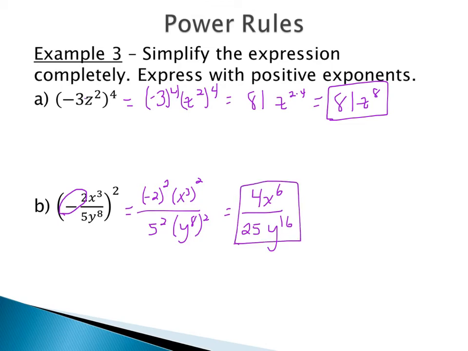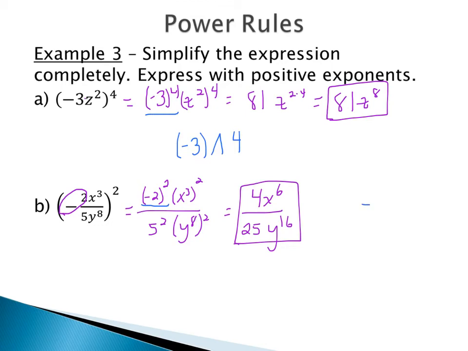A few comments about using your calculator, since it came up in both of these problems with the negative 3 to the fourth and the negative 2 squared. When you're typing this into your calculator, do make sure that you're using parentheses. So if you wanted to do negative 3 to the fourth, you would put in parentheses negative 3 raised to the fourth power, because what your calculator is doing is your order of operations.